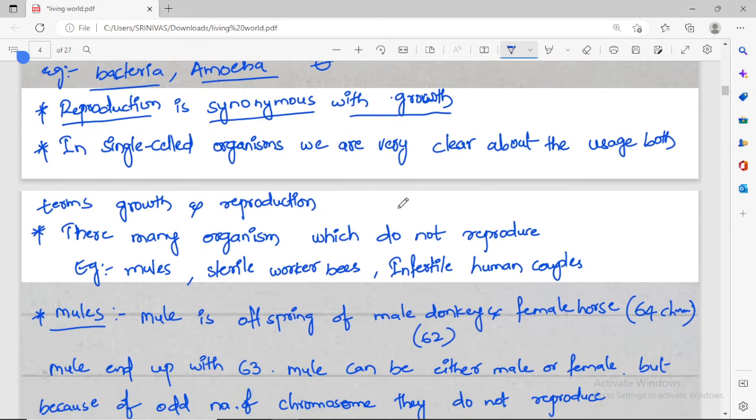Next, in single-celled organisms, we are very clear about the usage of both terms, growth and reproduction. Both growth and reproduction are the same as cell division. In growth, the cell is divided. In reproduction, also the cell is dividing. Both terms are the same.